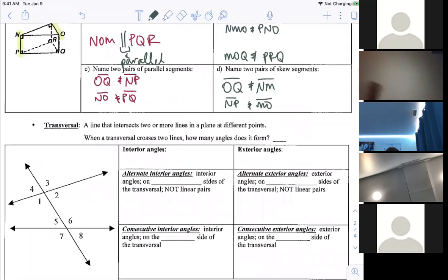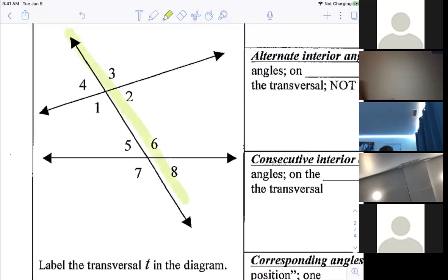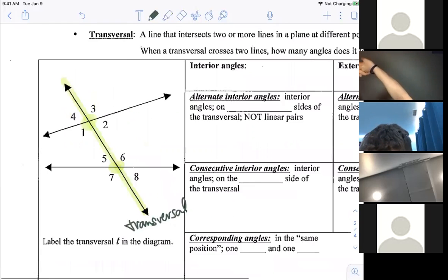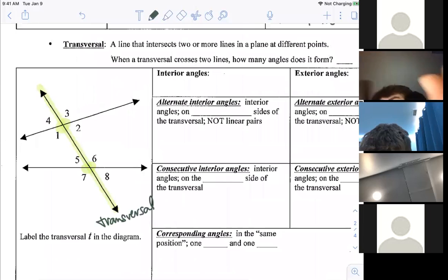All right, now I'm going to teach you guys a new word. It's called a transversal. A transversal is a line that intersects two or more lines in a plane at different points. So if I'm looking at this picture right here, this one line that intersects two other lines, it crosses this line and it crosses that line, that is called my transversal. One line crosses two or more other lines. When it crosses two lines, it forms 8 different angles, and I have them all labeled over here. This is all new information, and it's on the quiz that's on Thursday, so make sure everybody's with me.